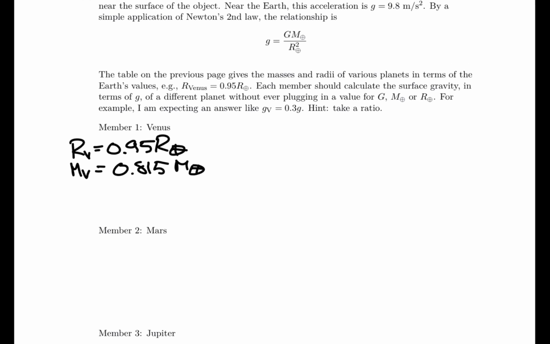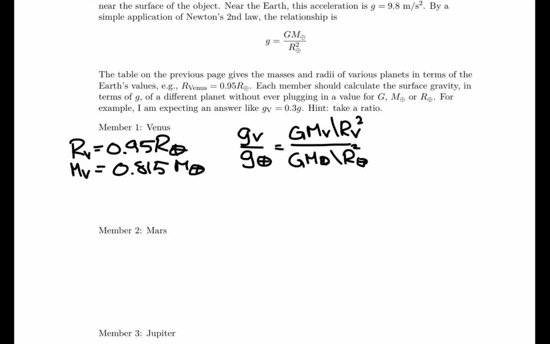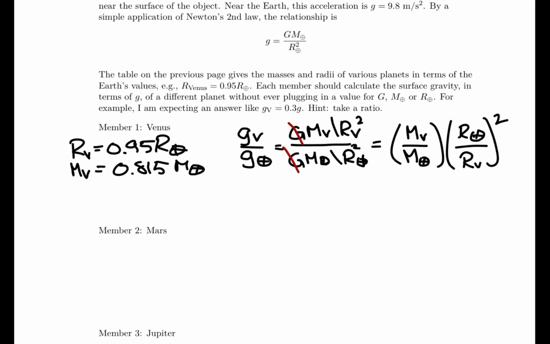And the idea is I can figure this out by a ratio. If I want to know what fraction g of Venus is compared to 9.8, or g of the Earth, then algebraically I can just plug in. Symbolically I can just write this as the ratio of two different equations. It's kind of nice that the G's cancel. And then this becomes mass of Venus divided by mass of the Earth. And then this becomes the radius of the Earth divided by the radius of Venus, all squared.